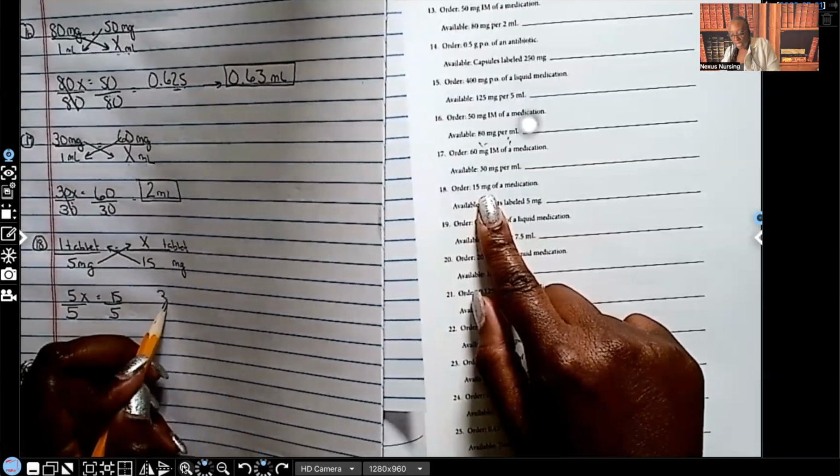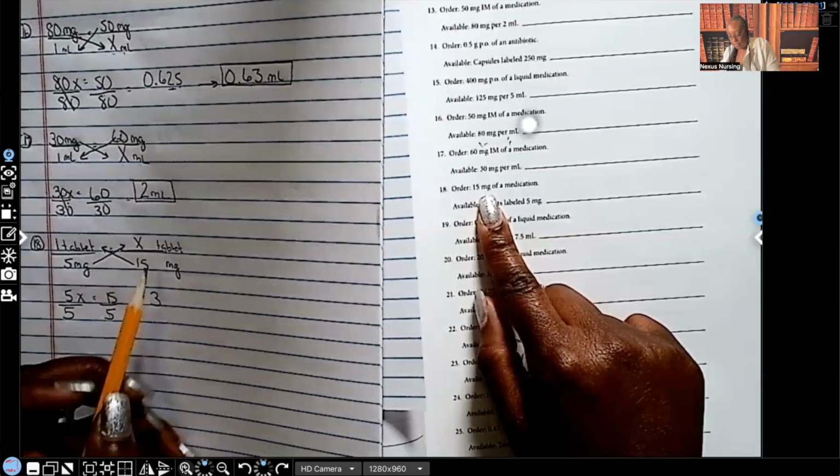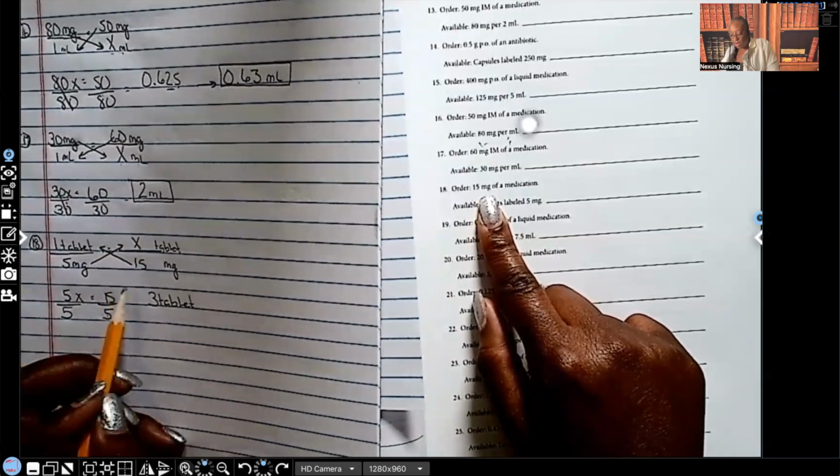5 times X equals 5X, right? So 5X is equal to 15 times 1 is equal to 15. 5X equals 15. We got to get X by itself. So we're going to divide both sides by 5. 5 goes into 15 3 times. 3 what? We have to have a unit. Let's go back to X. 3 tablets. Am I correct? Very good. 3 tablets. That is our correct answer.